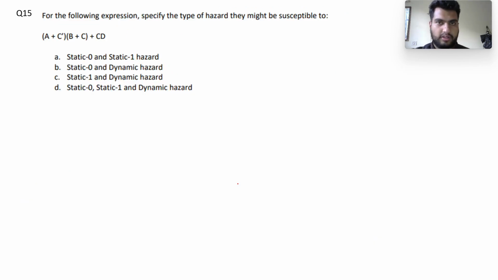Now we have another question. For the following expression, specify the type of hazard they might be susceptible to. So we are given this expression, and we need to find out which type of hazards it will be susceptible to. If you carefully examine this, for A equal to 0, B equal to 0, and D equal to 0, we have a condition CC complement. That means static zero hazard.